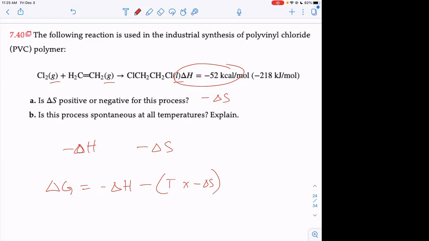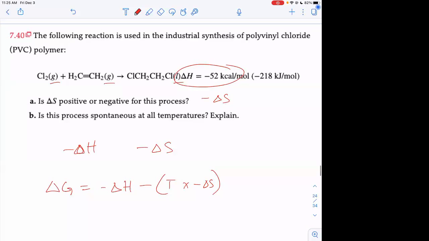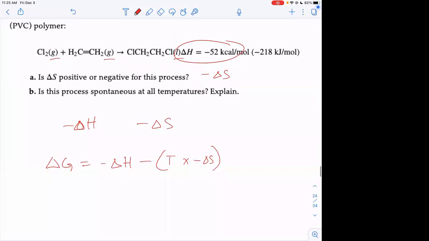Well, if you're negative minus delta S, then H would have to make it favorable, right? The only time it's always favorable is when you have a negative delta H and a positive delta S. That's when it's always exergonic and would be spontaneous at all temperatures. This one, you don't have that. You have a negative delta H, which is favorable, but you have a negative delta S.